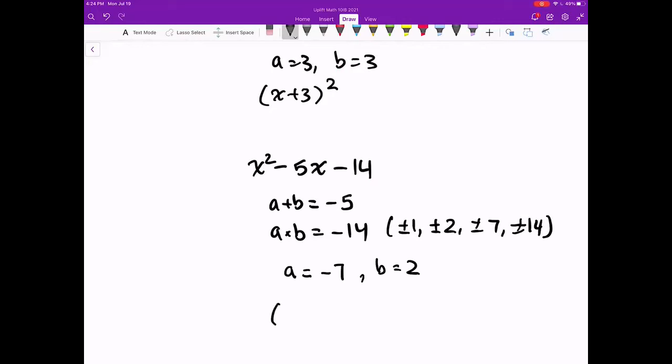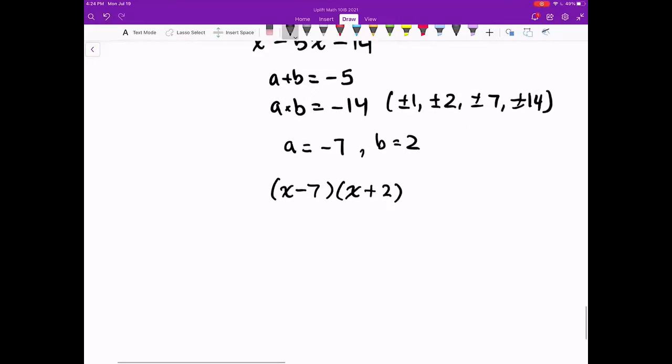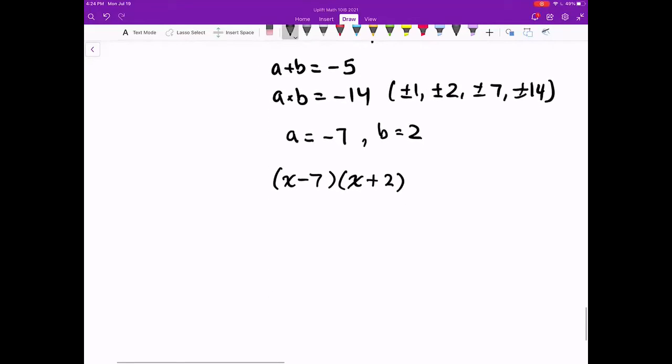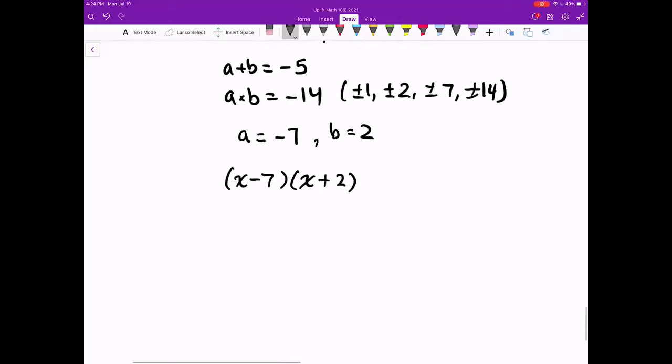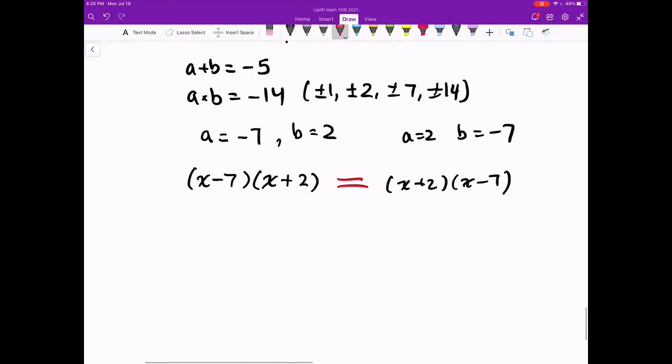Then we can write x minus 7 and x plus 2, and that will be your factored form. Oh yeah, a equals 2 and b equals -7 works as well. The answer will just be x plus 2 and x minus 7, and these two are essentially the same thing. So if the coefficient of x squared is 1, then it doesn't matter which is a and which is b.